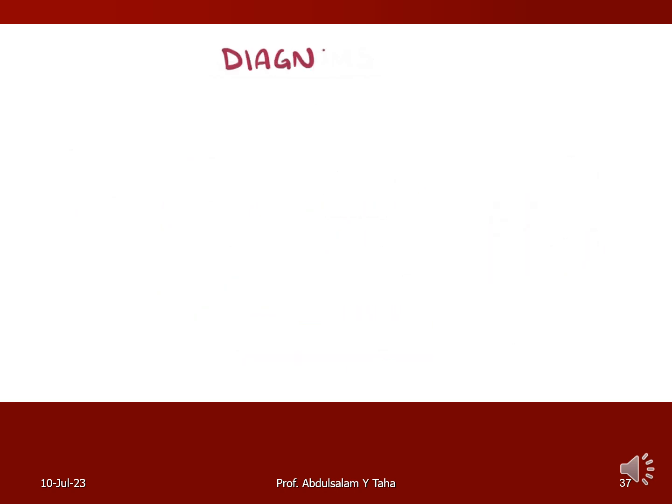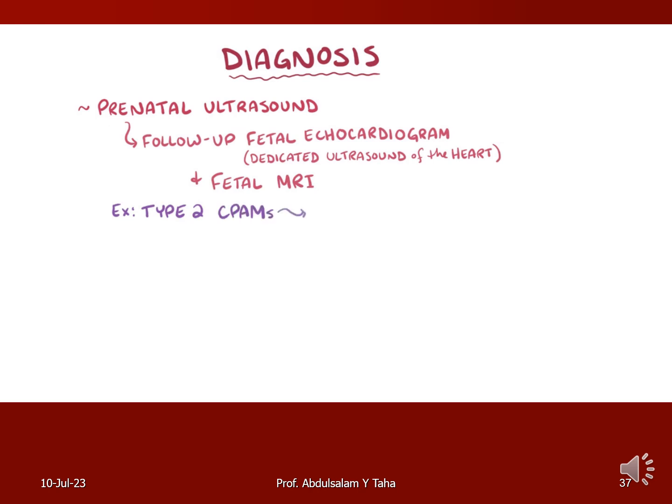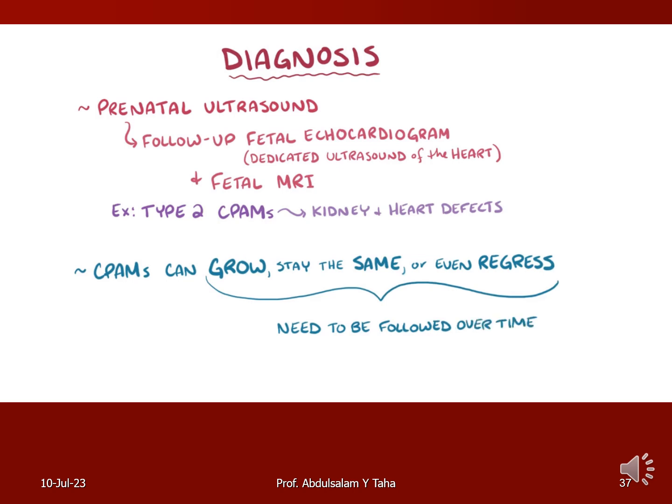Most CPAMs are diagnosed on prenatal ultrasound, and if one is seen, then there's typically a follow-up fetal echocardiogram, which is a dedicated ultrasound of the heart, as well as a fetal MRI to look for any associated malformations. As an example, type 2 CPAMs are often accompanied by kidney and heart defects. CPAMs can grow, stay the same size, or even regress during pregnancy, so they need to be followed over time.